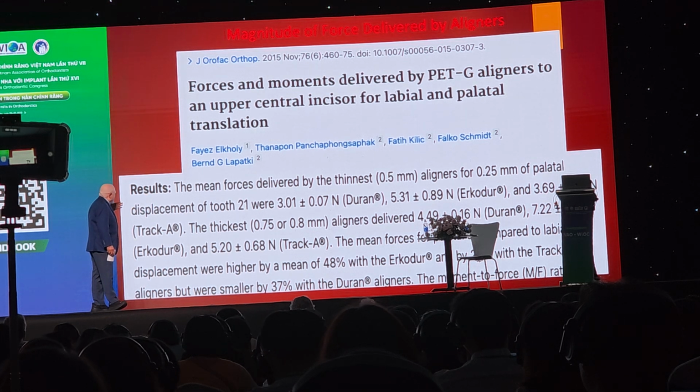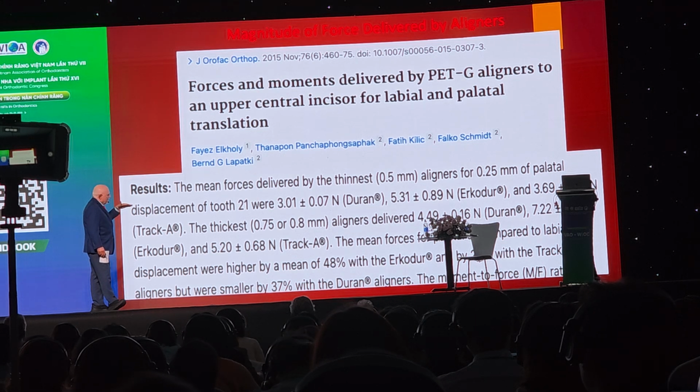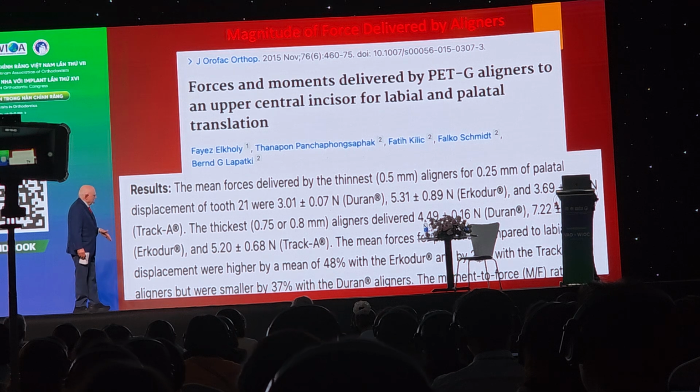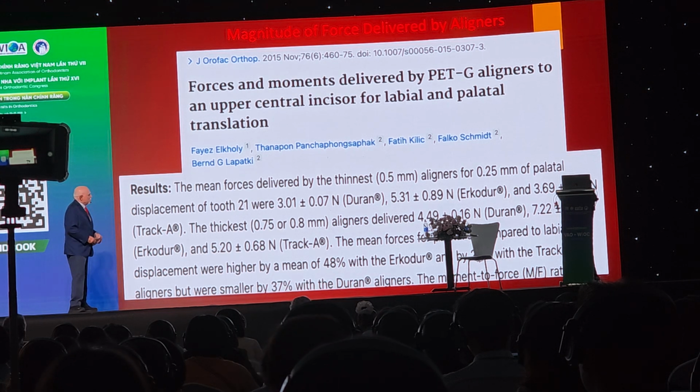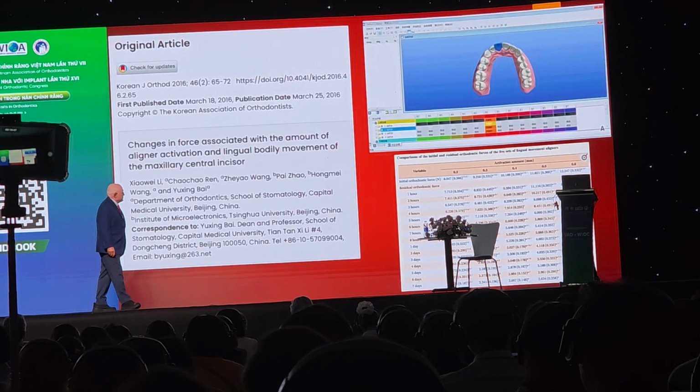So you can see that the thinnest aligners, and we will see the amount of force they are delivering, are going to be much, much higher, and the force dissipation is going to be much, much faster.